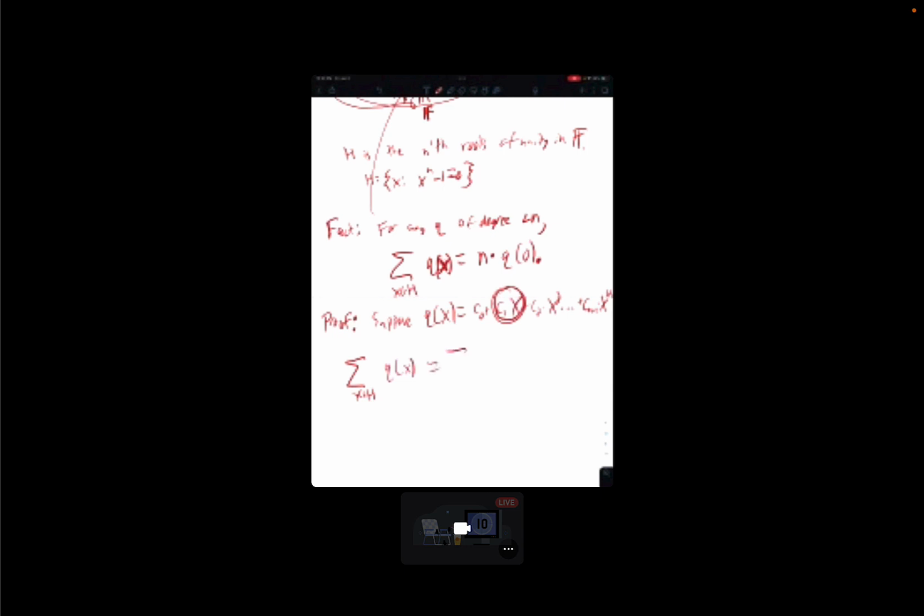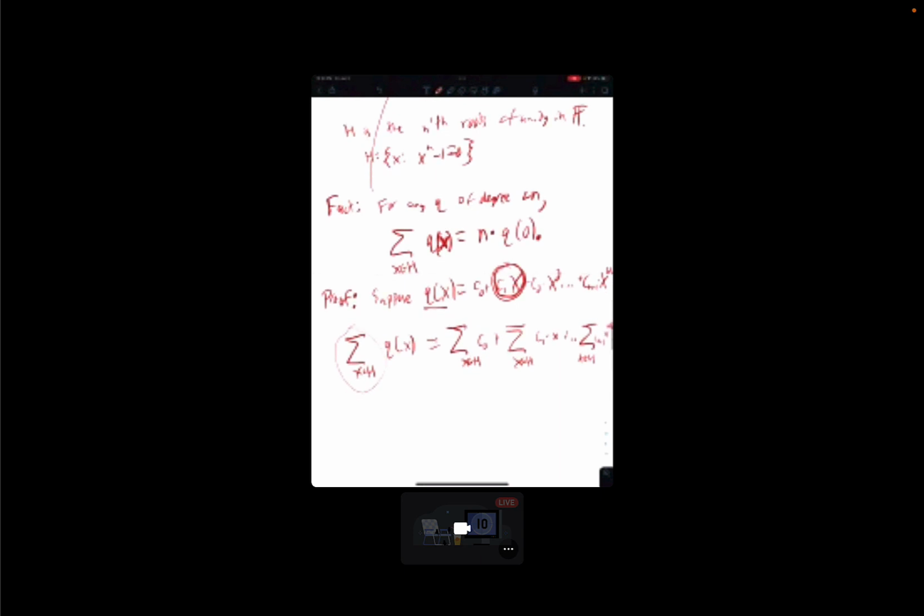So it's like the sum over x and h of c0, plus the sum over x and h of c1 times x, and so on. All I'm doing is distributing the sum across each term in the definition of Q, up to c_{n-1} times x to the n minus 1. And these are lowercase x's we're summing over. Cool. I'm now focusing just on this sum.